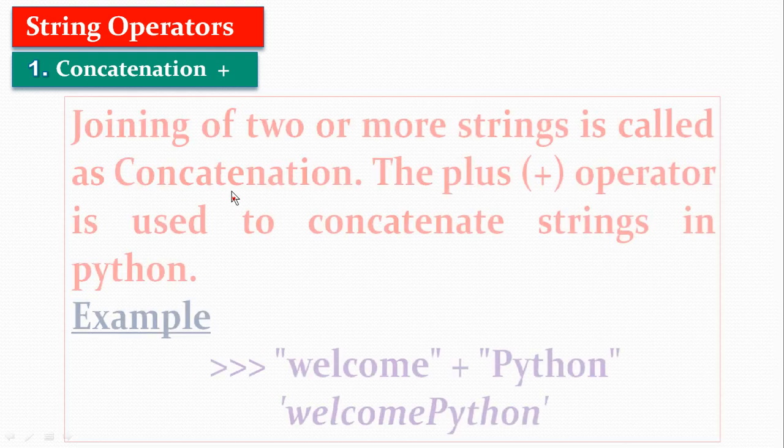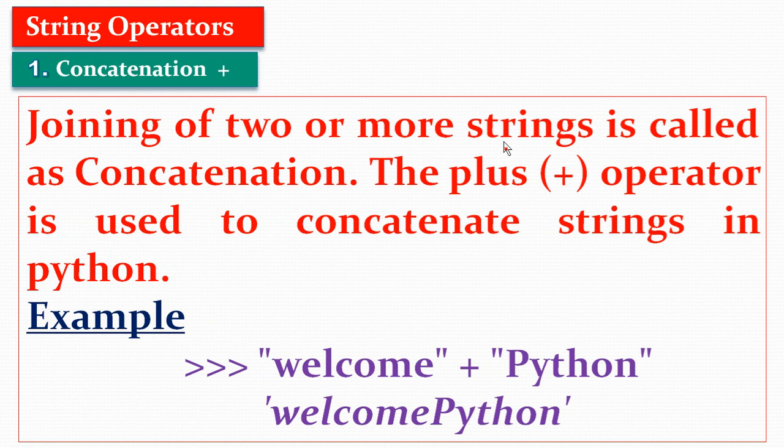String operators. Next we are going to see the string operators. There are 3 string operators: first plus, second plus equal to, third asterisk. First, plus is the concatenation operator. That means it joins the 2 string values. Joining of 2 or more strings is called concatenation. The plus operator is used to concatenate strings in Python. It can be asked as a one-word question.